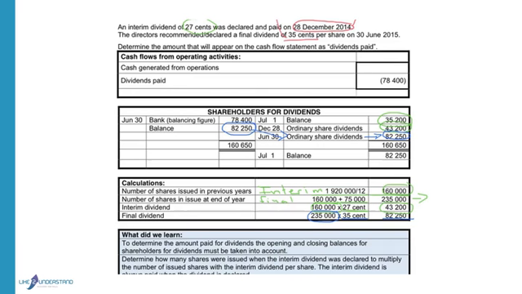The interim dividend is always paid immediately, so that was also already paid. So if we work out by balancing, we will see that the bank amount is 78,400. If I add these two together, I also see it's 78,400. So the outflow of money to pay for dividends was 78,400.